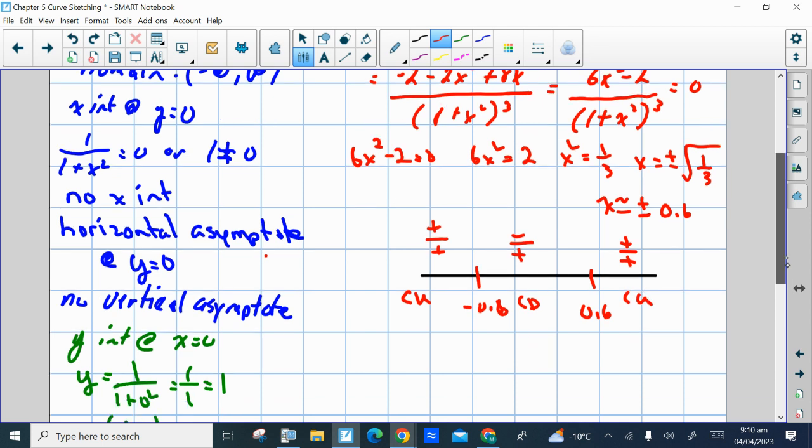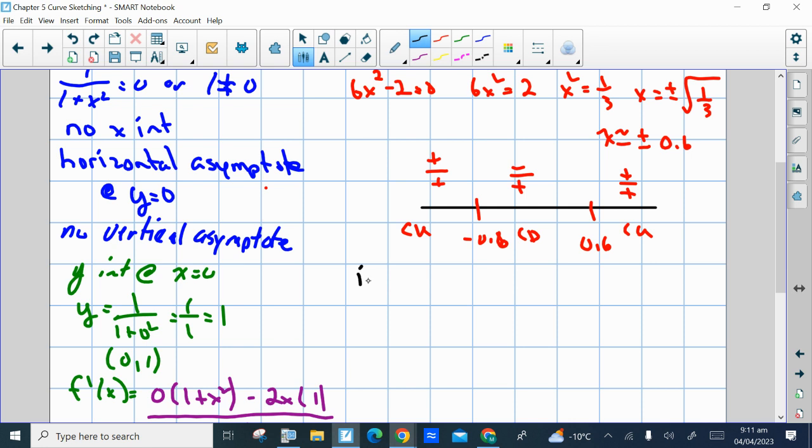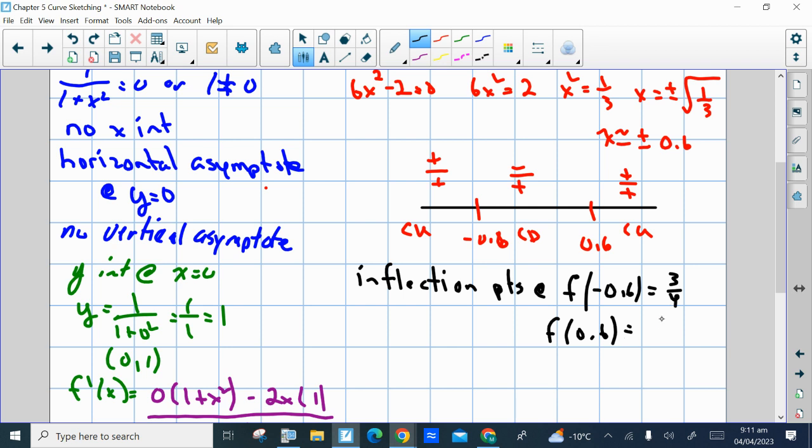So therefore, we have inflection points at f at negative 0.6 and f at positive 0.6. And when you let x equal those numbers in the original expression, you're actually going to get 3/4 for both of them. Again, you would use the exact value, which was the root of 1/3.